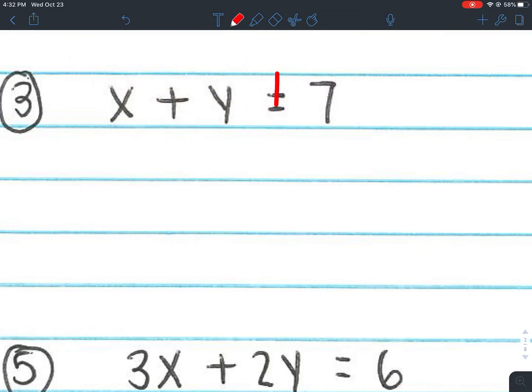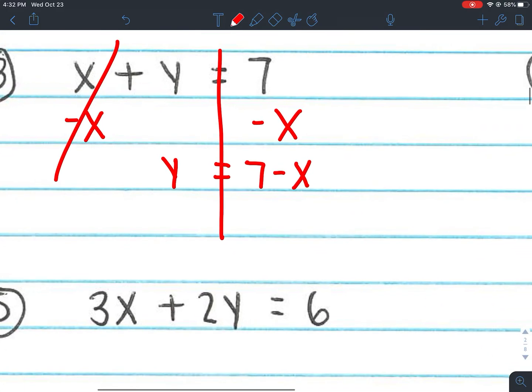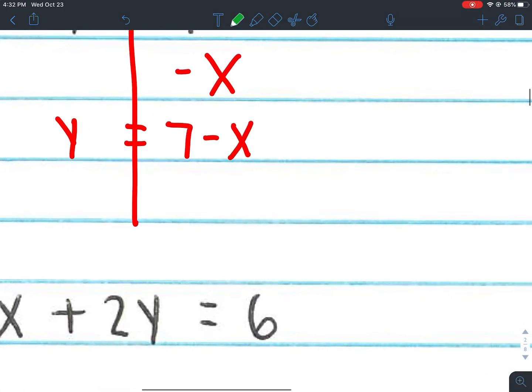Okay? Moving on to number 3. Here we have x plus y equals 7. Now the y is not by itself, so we do have to get the y by itself. So I'm going to go ahead and solve this like an equation. We want the y by itself, so we need to get rid of the x and move it to the other side. To move it, we would have to subtract it on both sides. Okay? So then I would have y equals 7 minus x.